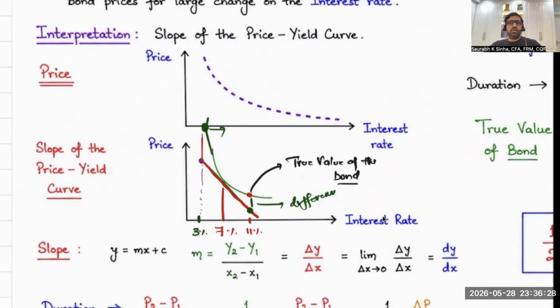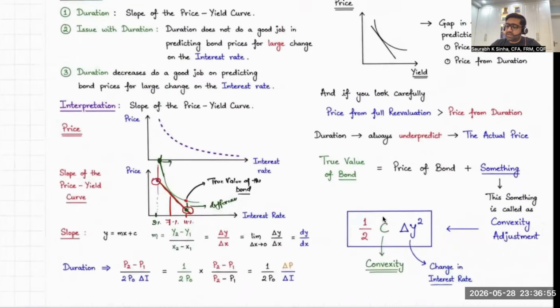It means that duration is always going to under predict the bond price. Think about it. If you're trying to value the bond price with the help of duration, duration will always under predict the bond price. So that's what is written.